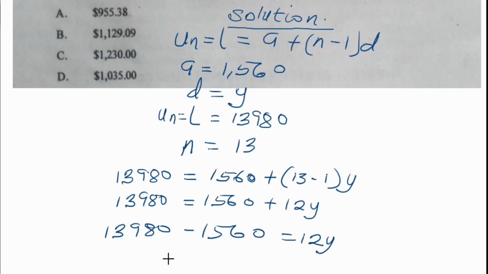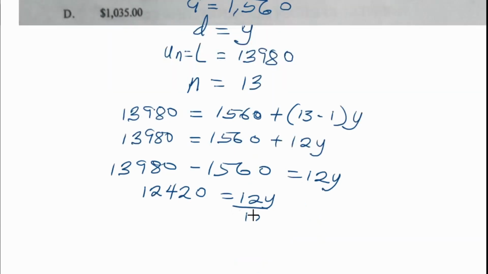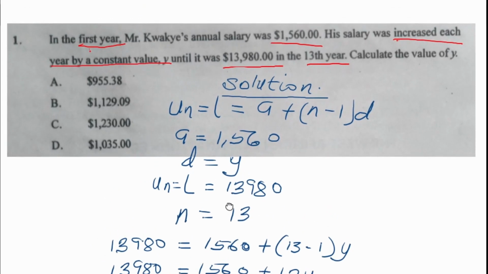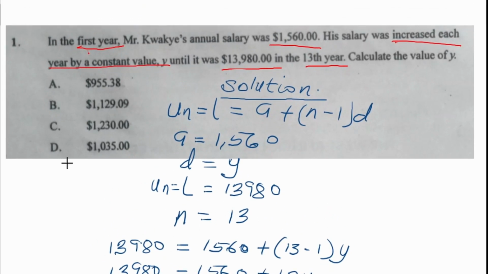13,980 minus 1,560 is going to give us 12,420 equals 12y. Dividing both sides by 12, you're going to have 1,035 be equal to y. So comparing this with our possible answers, the correct answer to this question is going to be D.